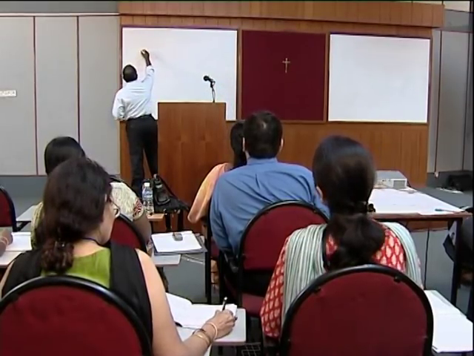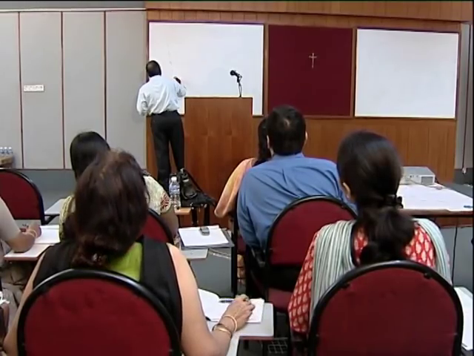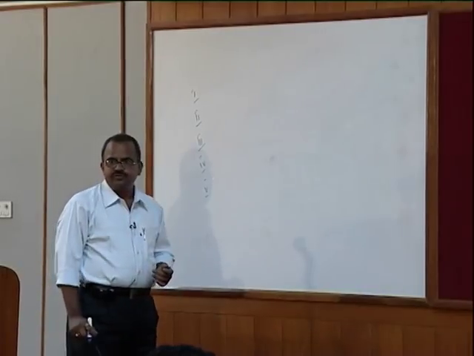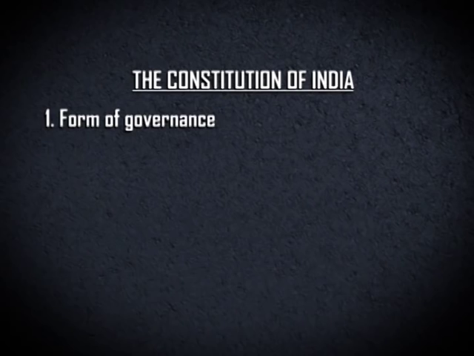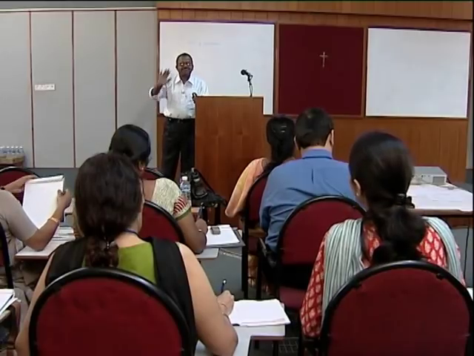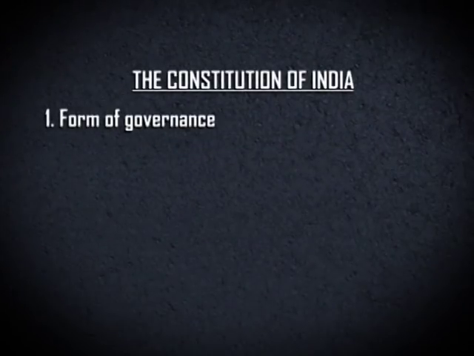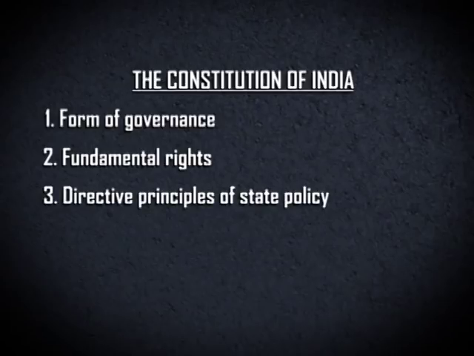I would say there are five important aspects which are governed by the Constitution of India, which every one of us needs to know, it doesn't matter which profession we belong to. To begin with, form of governance. Constitution of India gives all the details relating to what kind of governance structure we have. What is the framework? Second one, the most significant part, fundamental rights. Then comes another important area, directive principles.